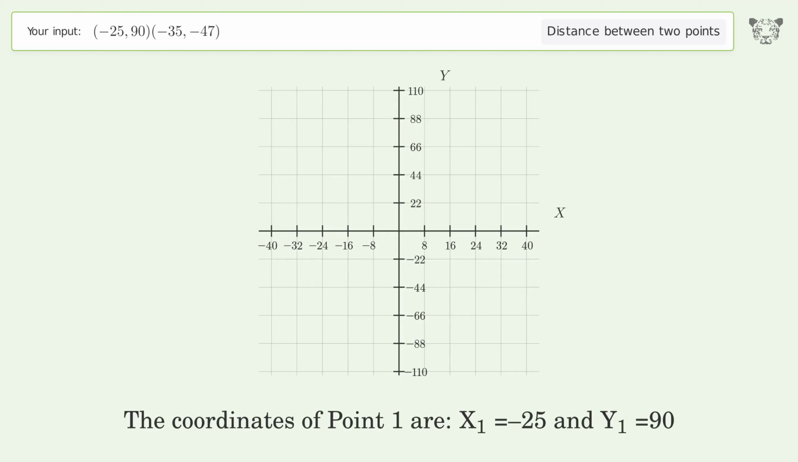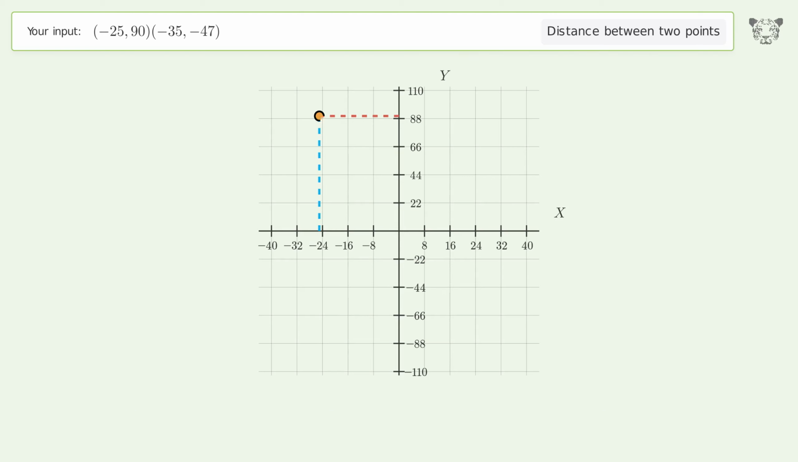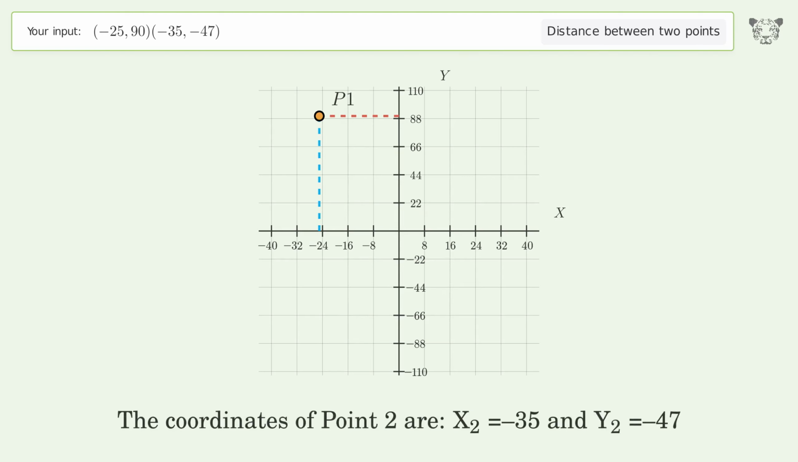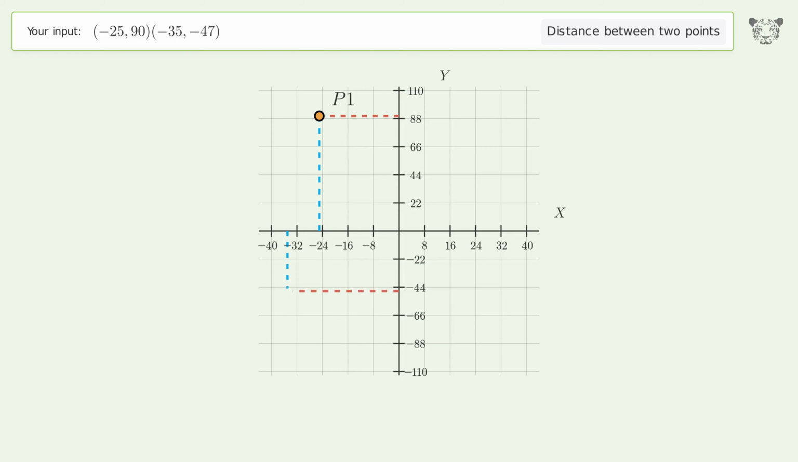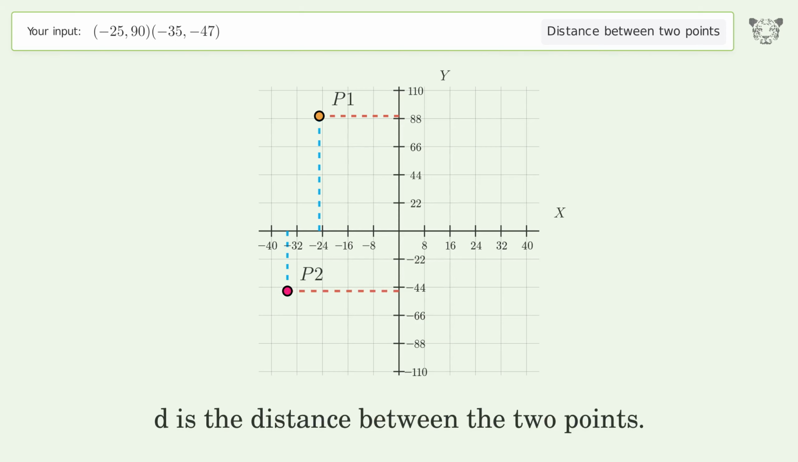The coordinates of point 1 are, x1 equals -25 and y1 equals 90. The coordinates of point 2 are, x2 equals -35 and y2 equals -47. D is the distance between the 2 points.